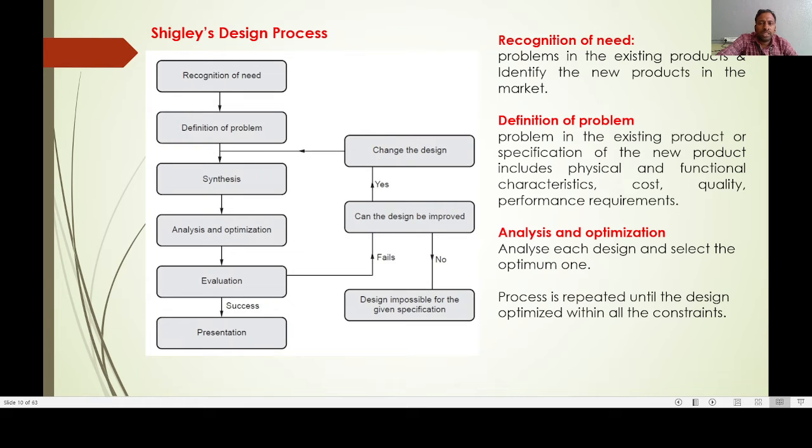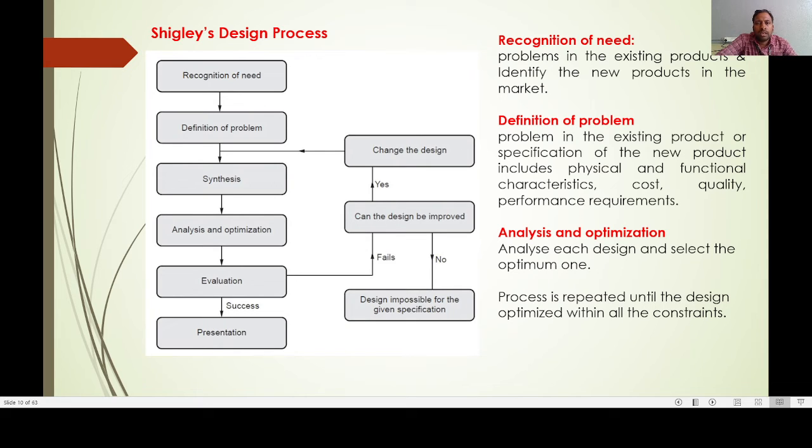Next is Shigley's design process. Shigley's design process is a conventional design process in the design system. In the Shigley's design process, the first step is recognition of need. So first we need to identify the need. Next step is we need to define the problem. After that, synthesis, analysis and optimization, evaluation and presentation.